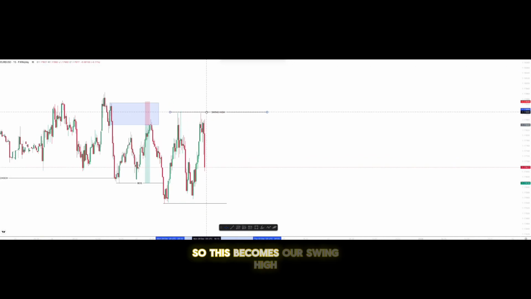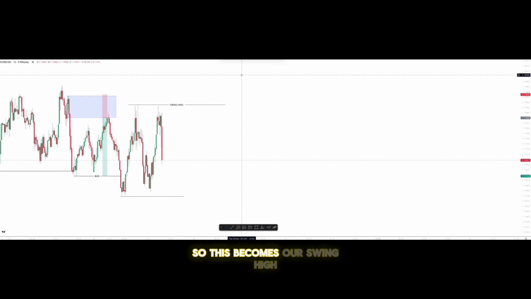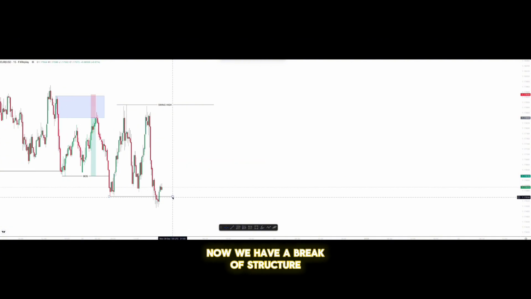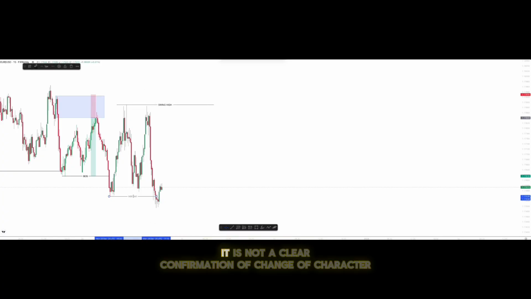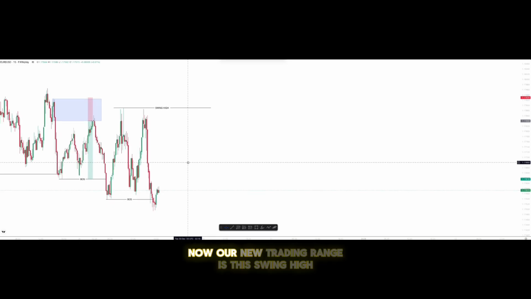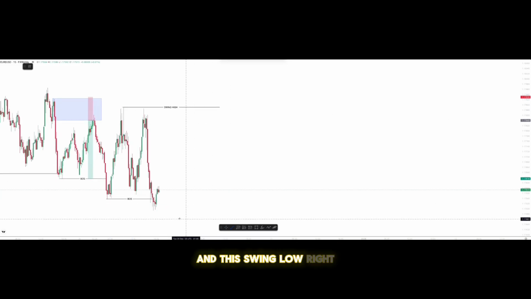structure, right? So this becomes our swing high because this is the highest point of price. Price did not break below, price did not break above, so this becomes our swing high. And let's see what happened. Okay, good. Now we have a break of structure. Just like I said, if price does not break and close above the swing high, it is not a clear confirmation of change of character, right? So we're still bearish. We had a break of structure to the downside.